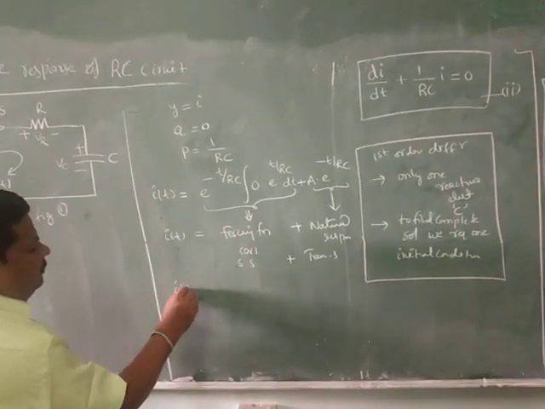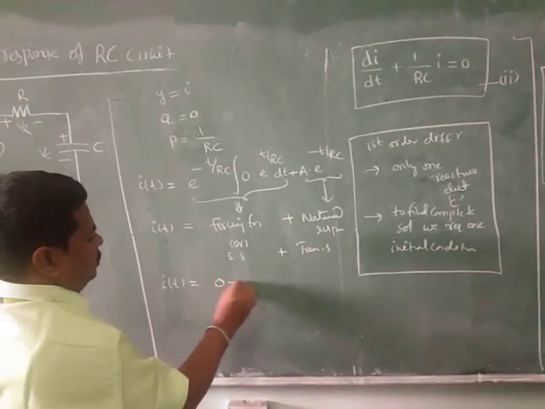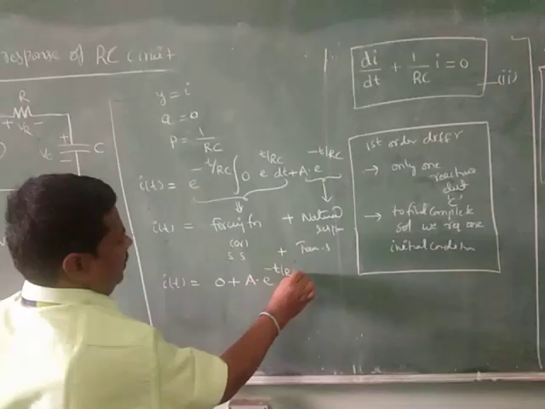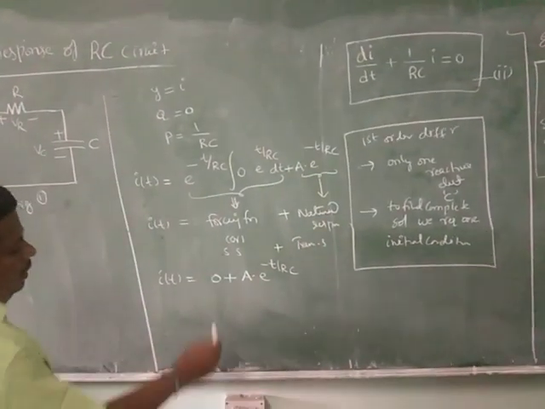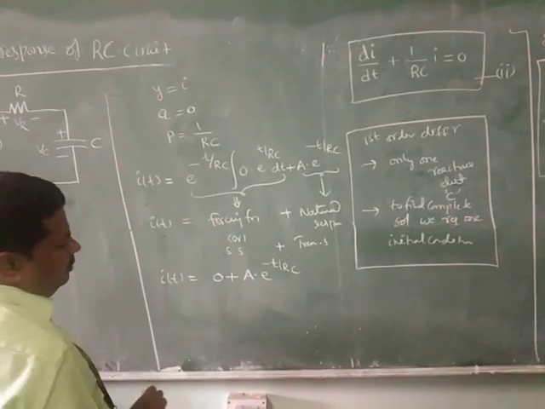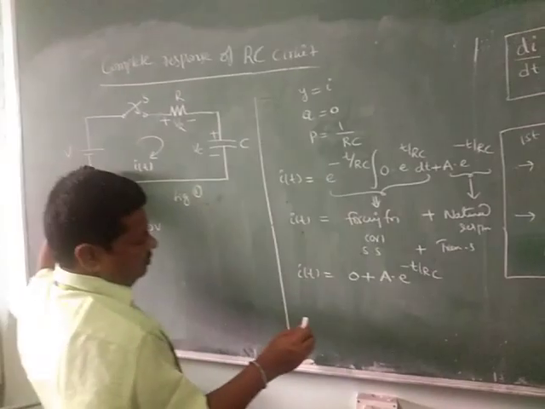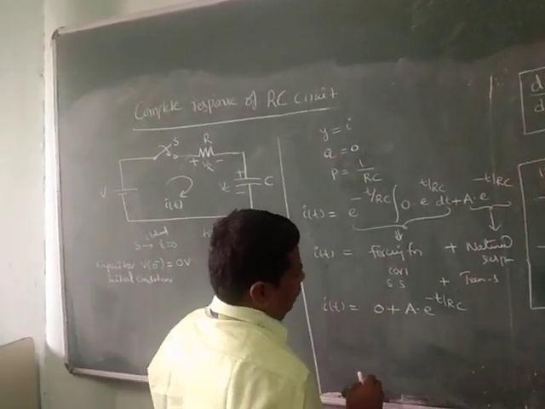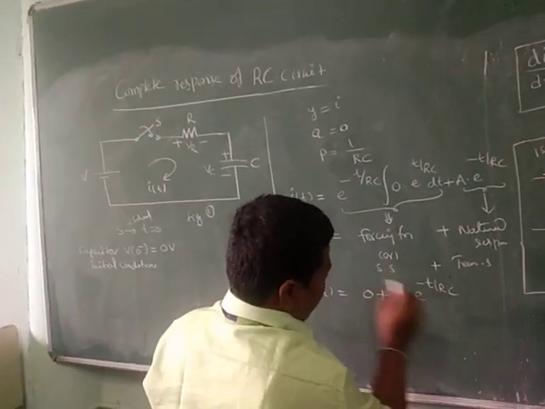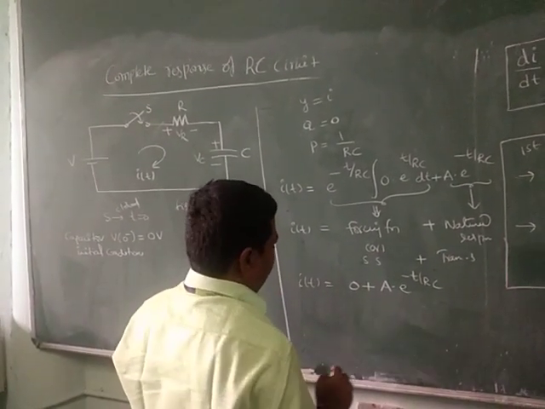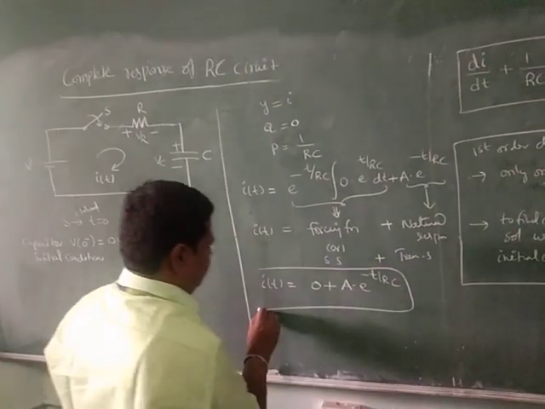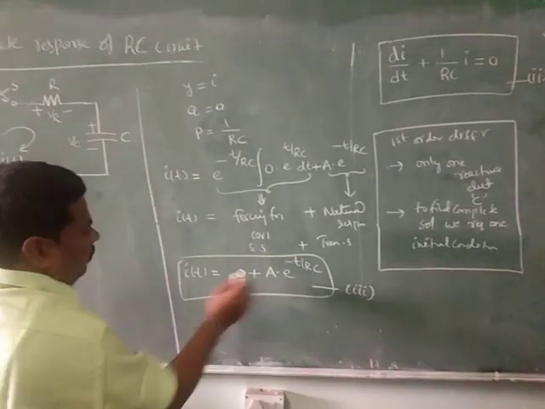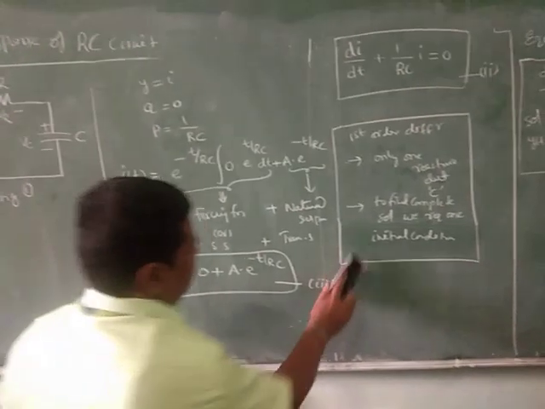Now it becomes I of t is equal to 0 plus a into e power minus t by RC. The 0 is due to the forcing function. Forcing function means input voltage. The input is constant voltage V, and that response is 0. Now this one is the transient response or source free response. This is equation 3.